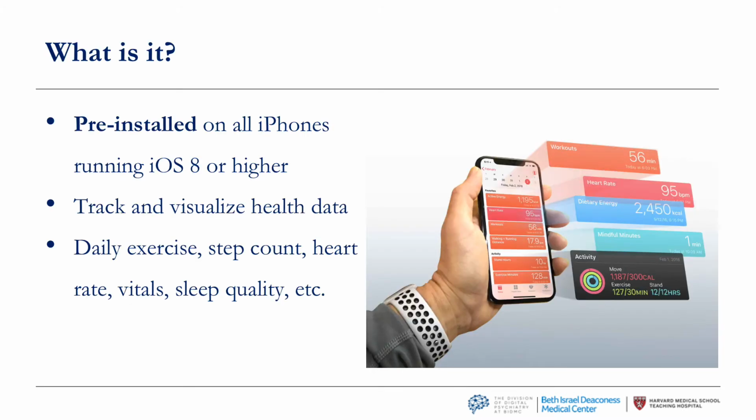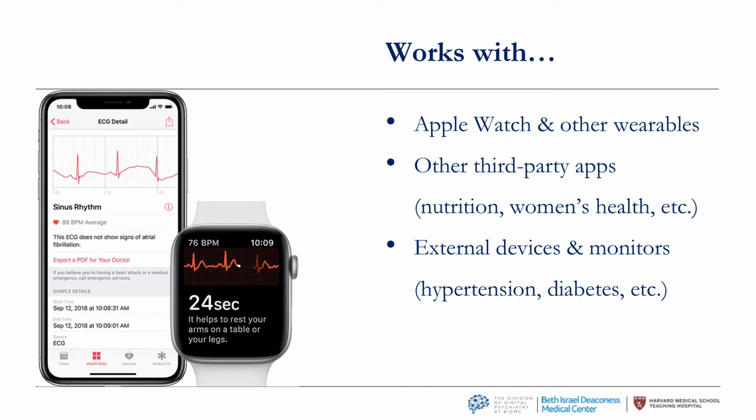Let's begin by talking about what the Apple Health app is. It's pre-installed on all iPhones running iOS 8 or higher, and it's used to track and visualize health data, including daily exercise, step count, heart rate, vitals, sleep quality, and more. Apple Health also integrates with other apps and devices, such as the Apple Watch and other wearables, other third-party apps that can add support for nutrition, women's health, and more, as well as external devices and monitors, as commonly used for hypertension and diabetes monitoring, among others.